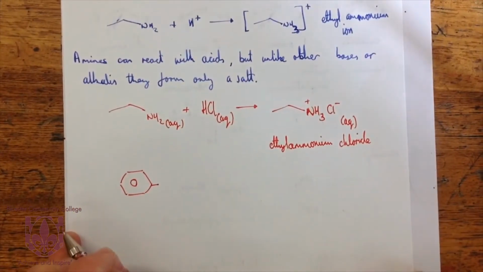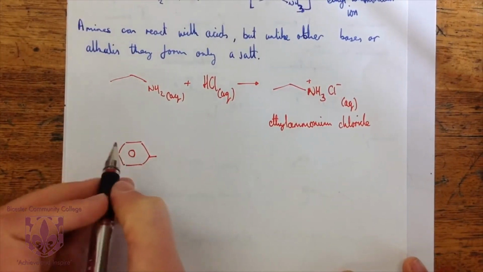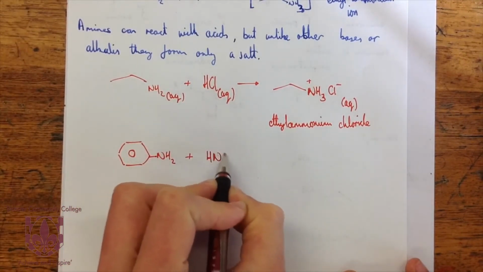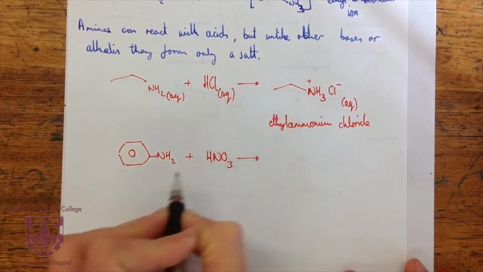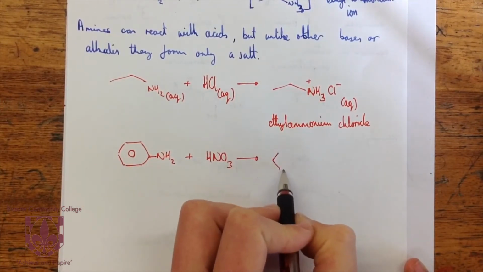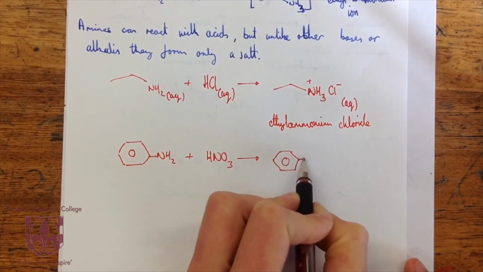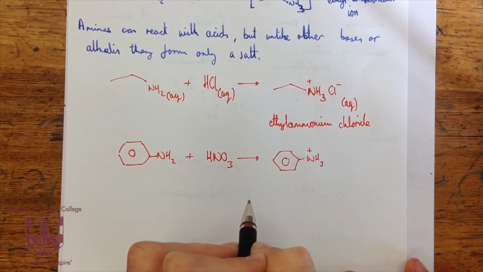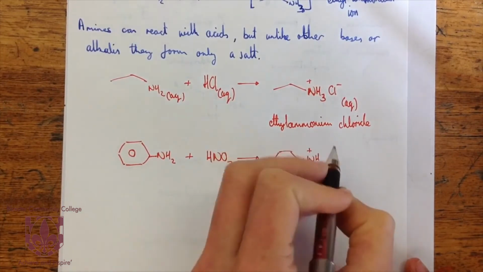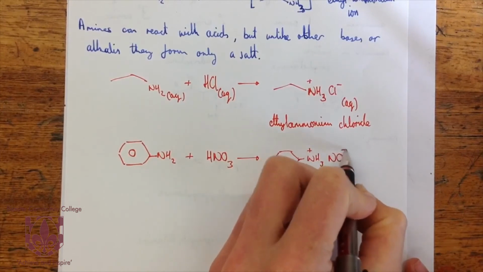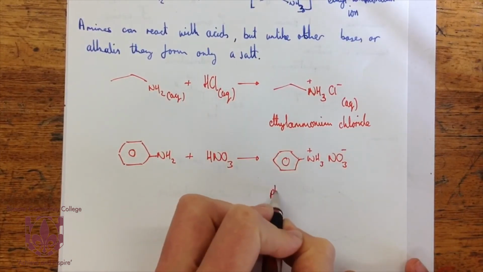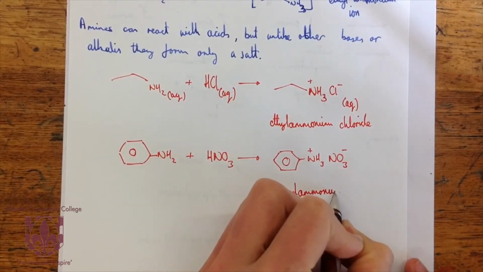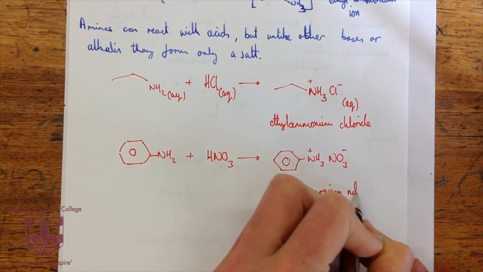Let's move that up a little bit. So this is phenylamine and nitric acid. And again, we can think of our amine group picking up the extra hydrogen and forming this group, and then ask, what's our negative ion? What's left over? We've got NO3 minus. So this is phenyl ammonium nitrate.